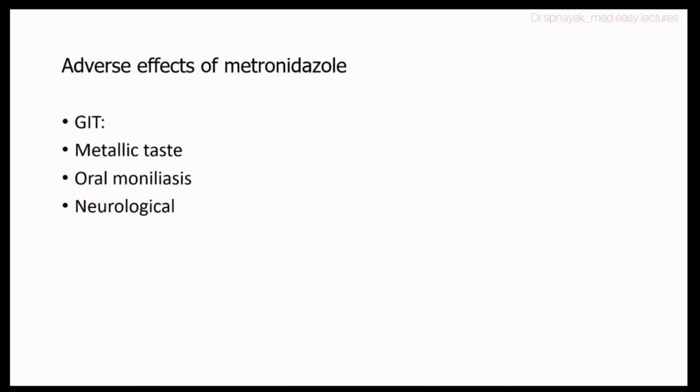Now moving towards the adverse effects of metronidazole. So what are the adverse effects of metronidazole? In the GIT, it produces nausea, vomiting, epigastric distress, mainly the abdominal pain.